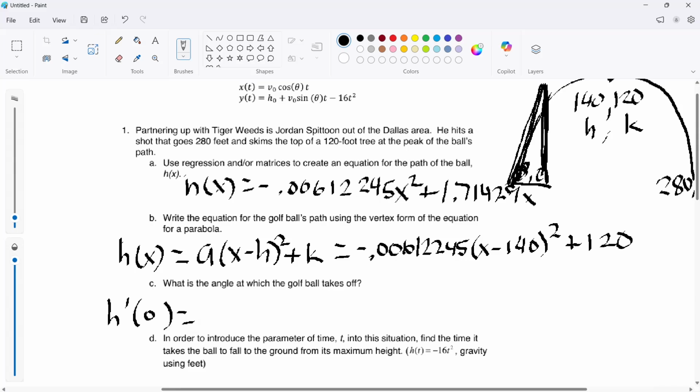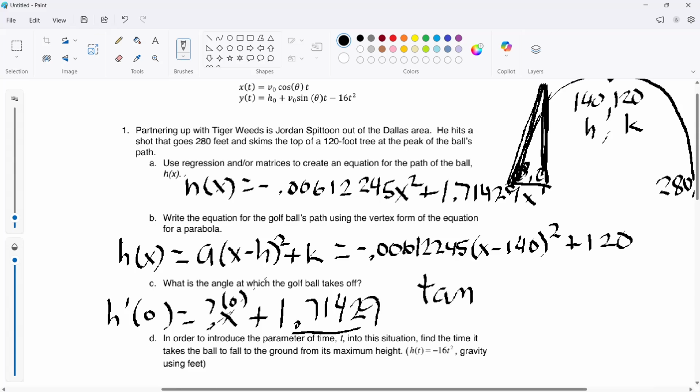So the derivative is, remember the power rule, 2 times that coefficient times x, since 2 minus 1 is 1, plus, this originally was x to the first, so 1 times 1.71429. 1 minus 1 is 0, so the x goes away. Now if I want the derivative when x is 0, I plug in 0. So this is something times 0, which is just 0, that goes away, plus 1.71429. So I just take the arctangent of that.